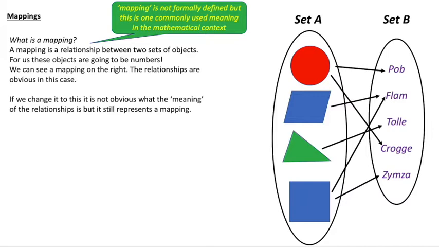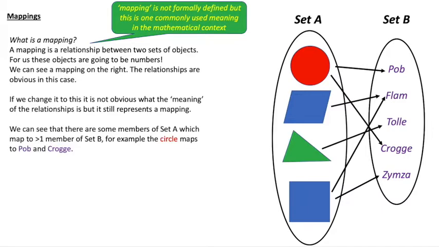But if we change the set B, keep the relationships the same, then it's not at all obvious what the meaning of the relationships are, but it still represents a mapping. The red circle maps to Pob and Croggy. The blue parallelogram maps to Flam, and so on. And we can see that there are some members of set A which map to more than one member of set B. We've just said, in fact, the circle maps to Pob and Croggy.